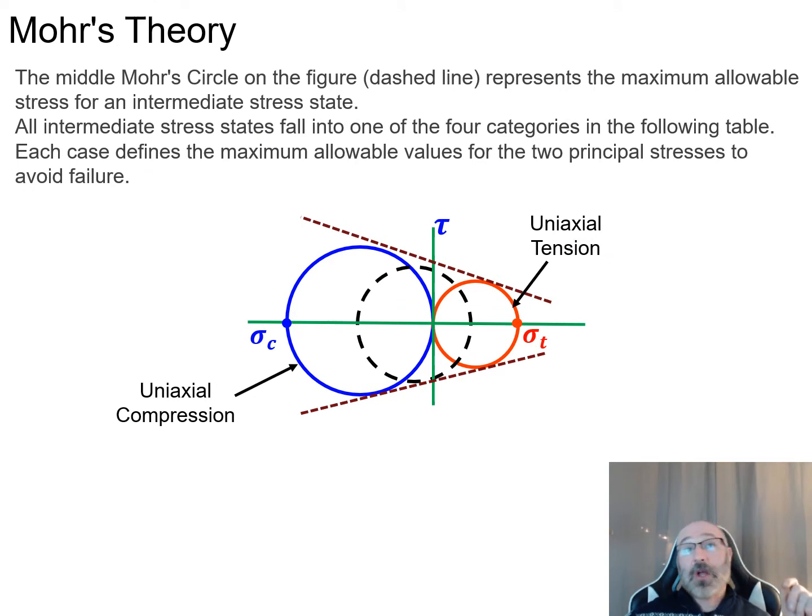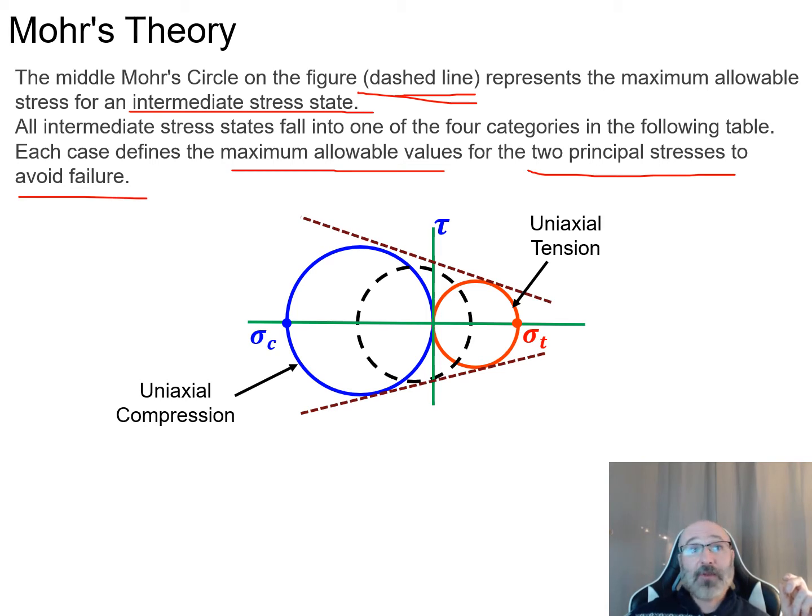Now the middle circle on the figure, this black dashed line, represents the maximum allowable stress for an intermediate stress state. So all intermediate stress states fall into one of four different categories, which I'm going to show in the following table. Each case defines the maximum allowable values for the two principal stresses to avoid failure. So that's something that's important. We're trying to figure out how we can avoid failure, and that's going to help us determine that. So you can see again there's our blue circle, uniaxial compression, and red circle, uniaxial tension. And now we can see this center one for our intermediate stress, this black dashed circle. And you see this one fits within that envelope.